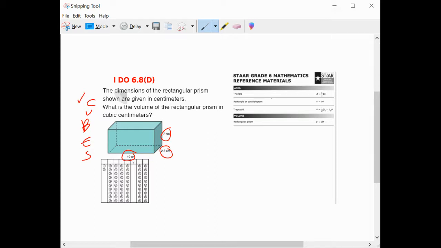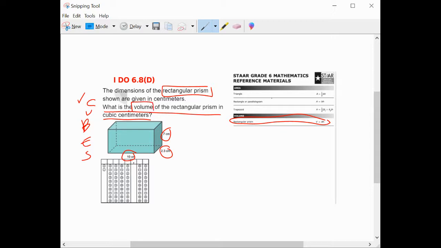The dimensions of a rectangular prism. That's a shape I'm looking at. Where else do I see rectangular prism? Oh yeah, right in my formula chart. The dimensions of the rectangular prism are given in centimeters. What is the volume of a rectangular prism in cubic centimeters?